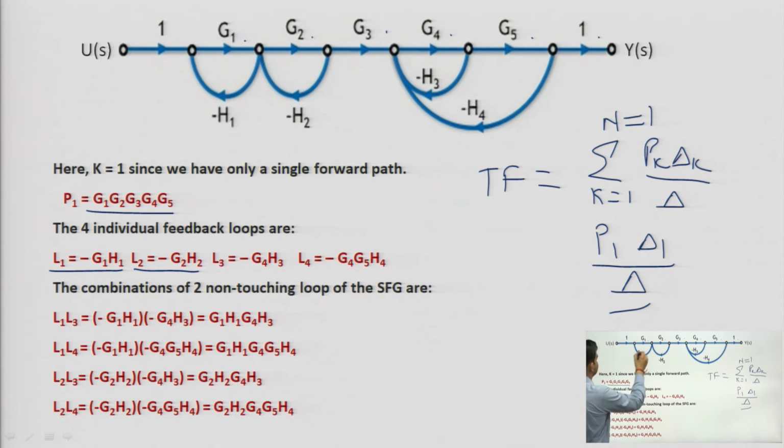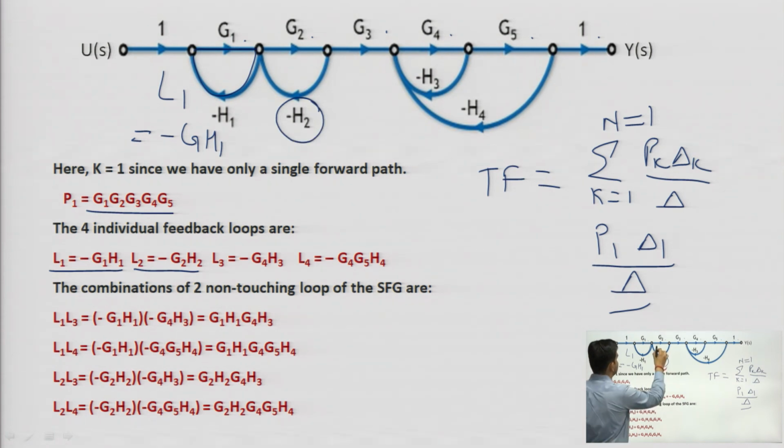Suppose this is loop 1: I am going from this node to this node with gain G, returning back with gain of minus H1. So I can write here the gain is minus G1 H1, right. In the same way, when we go for loop 2, I can see G2 is here, minus H2 is here. So this is loop 2.